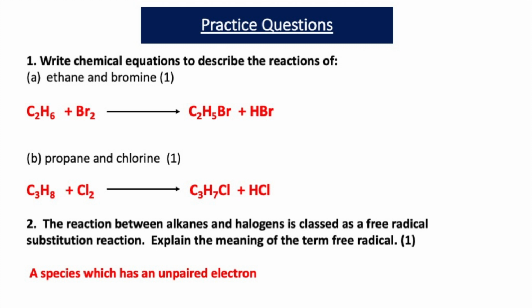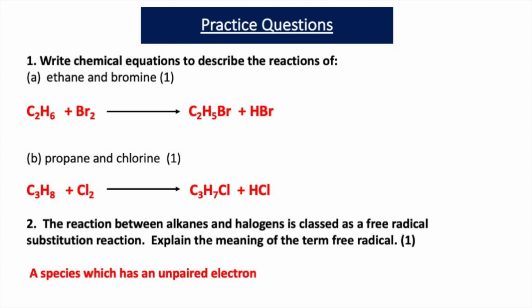Now you could write these out in full structural formula, that would be absolutely fine, or you could write shortened structural formula, so you could put bromoethane as CH3CH2Br, either would be fine. Now for question 1b, I would have propane and chlorine, so propane is C3H8, chlorine is Cl2, and this would make C3H7Cl plus HCl. And once again, I could draw out the compounds in structural formula or shortened structural formula.